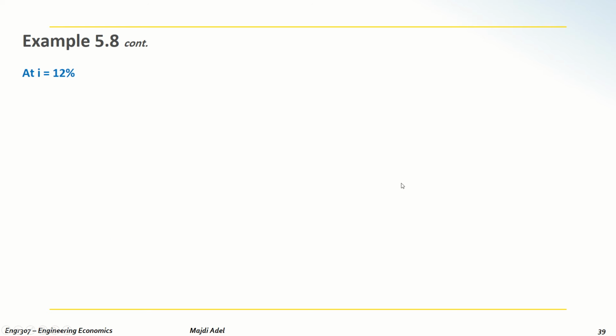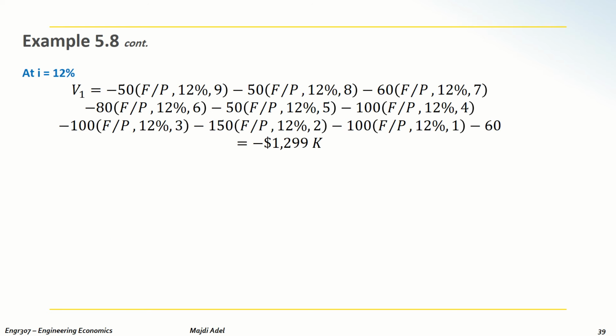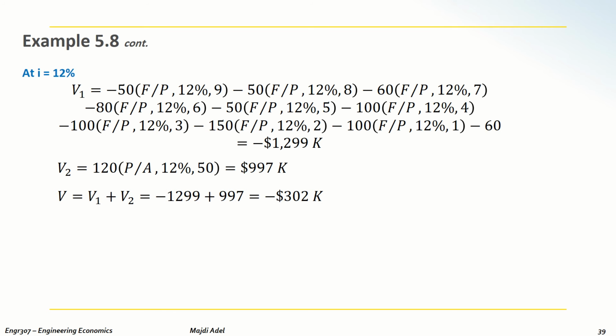Now at interest rate 12%, we will repeat the same calculations. V1 is going to be $1,299,000. V2 is going to be $997,000. So the present value is the summation of minus $1,299,000 and $997,000. The answer is minus $308,000. This is the present worth or present value.